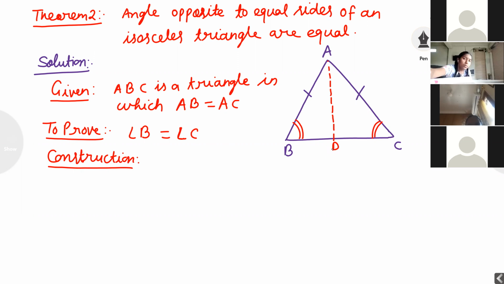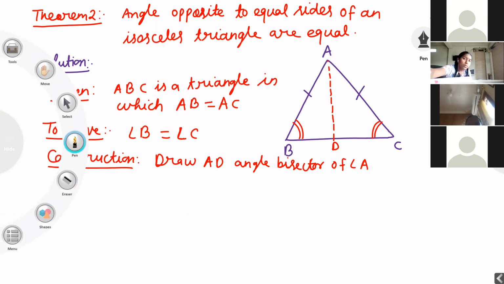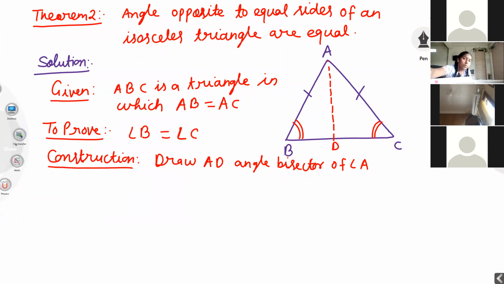Construction, what have we done? Draw AD, the angle bisector. Bisector means divided into equal parts. AD is the angle bisector of angle A. Now angle A has been divided into two parts. This is angle 1 and this is angle 2. Now, proof.